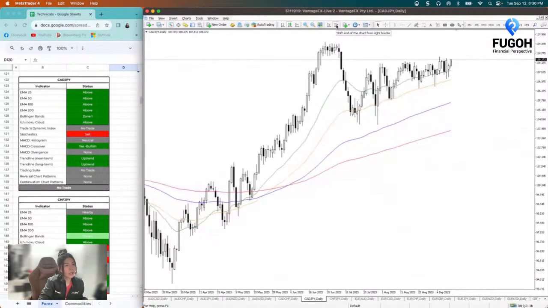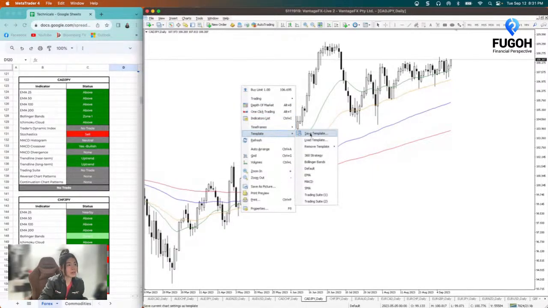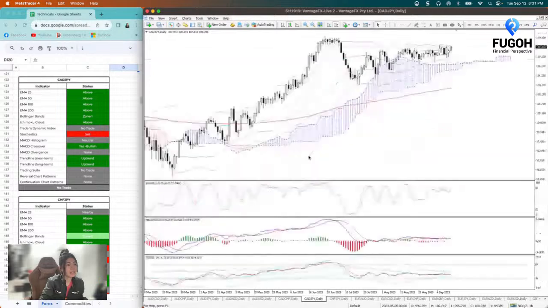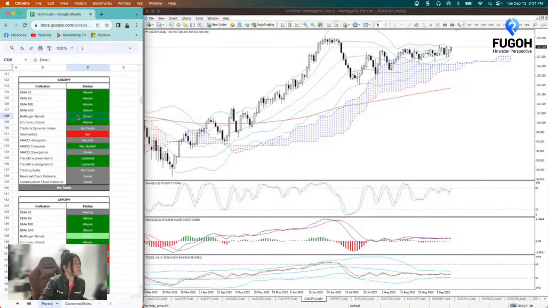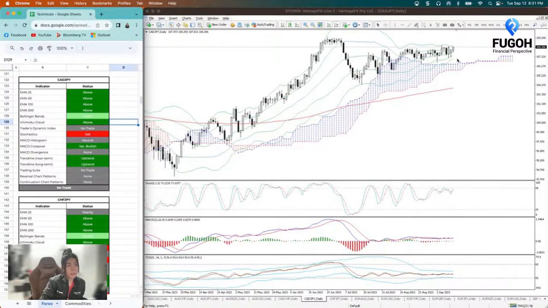For CAD Yen, all of the prices are above the EMAs. Cool, that's a strong upward signal. Price is in zone number 2. Zone number 2. Our Bollinger Band is very small in here. So that means that liquidity, volatility in the market is getting sucked out.